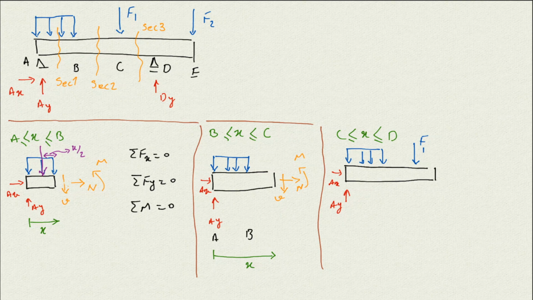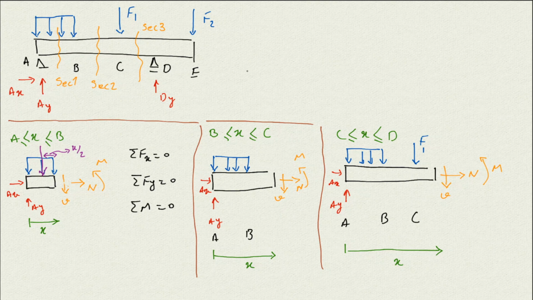This is point A, this is point B, this is point C, and between C and D we cut it through, and we have the N, the V, and then the M. This is how we're going to have it, and the X starts from here and goes all the way to the cross section. But this time we are interested in X starting from C and ending at D, and we again write the equilibrium equations and find that.